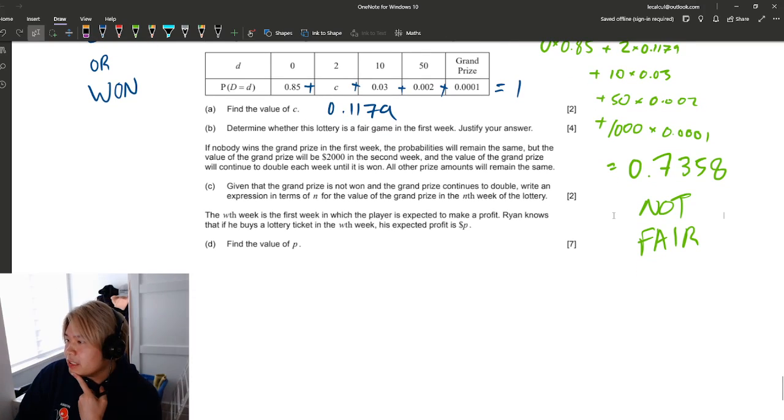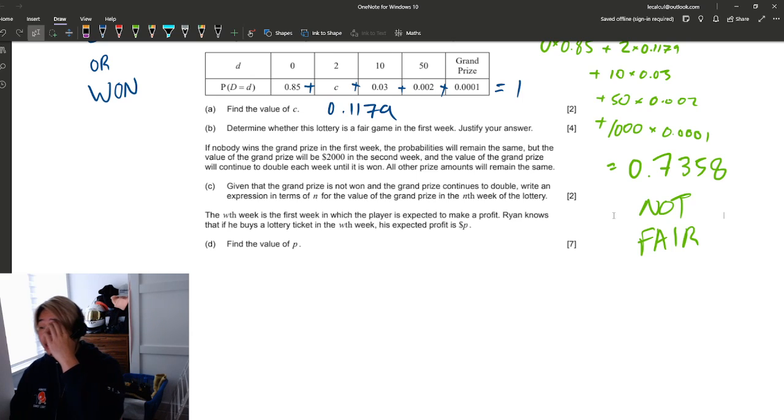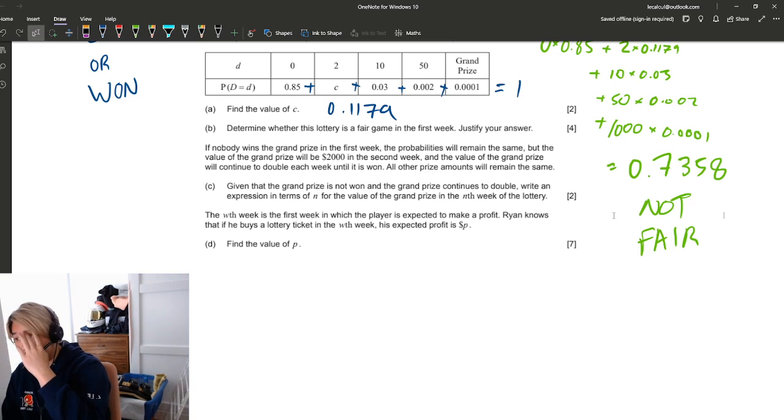Okay, nobody wins the grand prize in the first week. That means the probabilities stay the same. But the grand prize is going to be $2,000. And then it'll continue to double until you win. All other prize amounts are going to stay the same. Given the grand prize is $1,000 and it continues to double, write an expression in terms of n for the value of the grand prize in the nth week of the lottery.